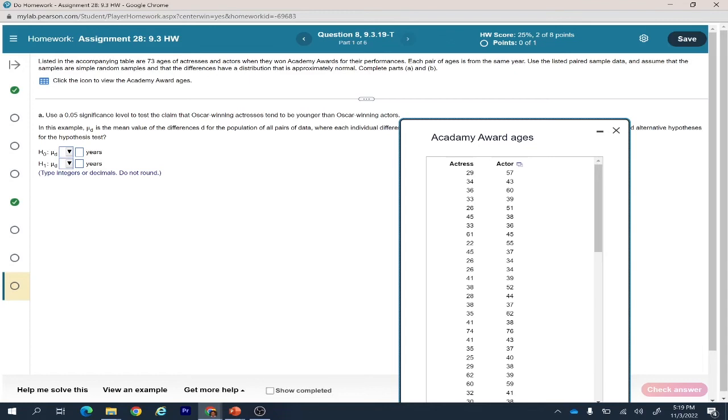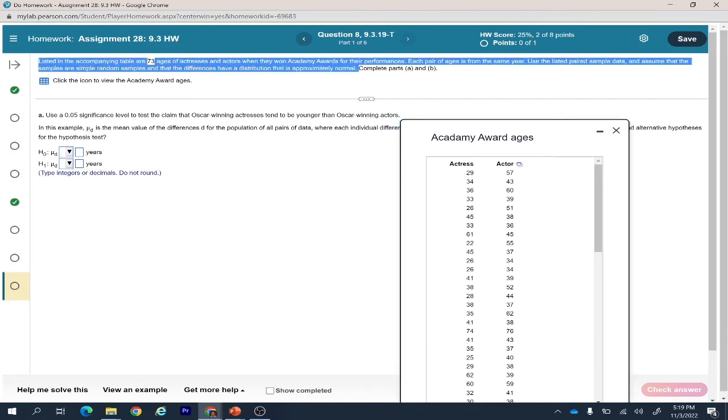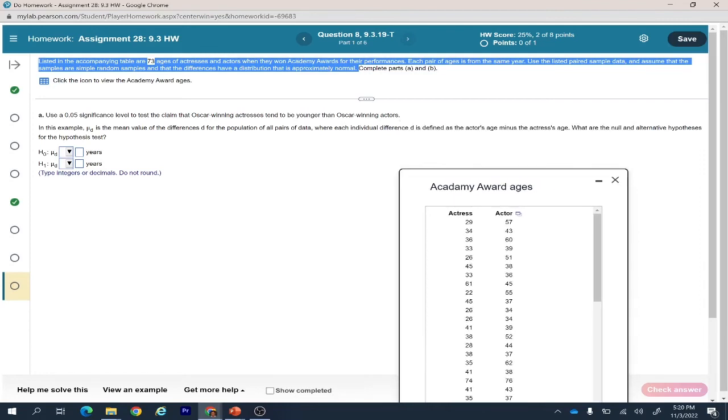Each pair of ages is from the same year. Use the listed paired sample data and assume that the samples are simple random samples, and the differences have a distribution that is approximately normal. These are the requirements to use this test. Now the question is, use a 0.05 significance level to test the claim that Oscar winning actresses tend to be younger than Oscar winning actors. So that's the claim. In this example, mu of d is the mean value of the difference d for the population of all pairs of data, where each individual difference d is defined as the actor's age minus the actress's age.